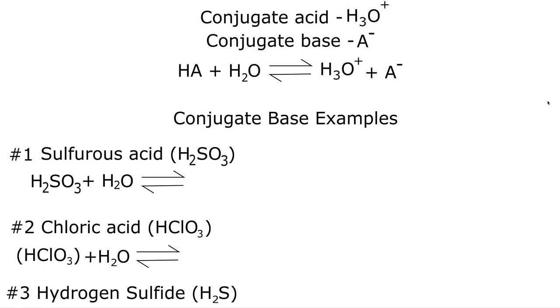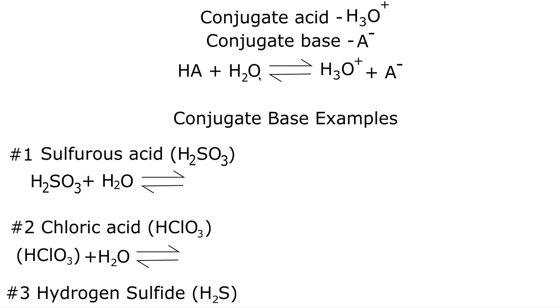Okay, in this video, I'll be discussing what conjugate bases are, and I'll be going through some examples. First off, let's look at this equation right here. HA is our generic acid, while water in this case is acting as a base. Water is special because it can act as a base or an acid, depending on what it's mixed with. Since we are mixing with an acid, it's going to act like a base.